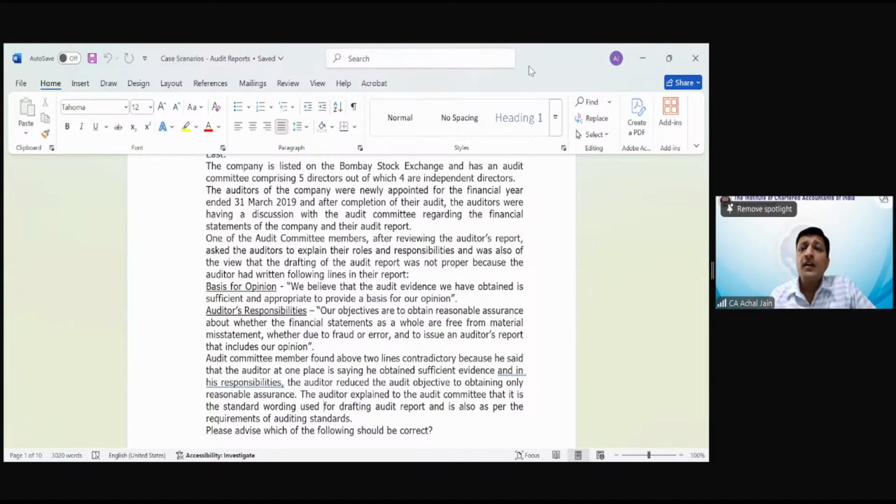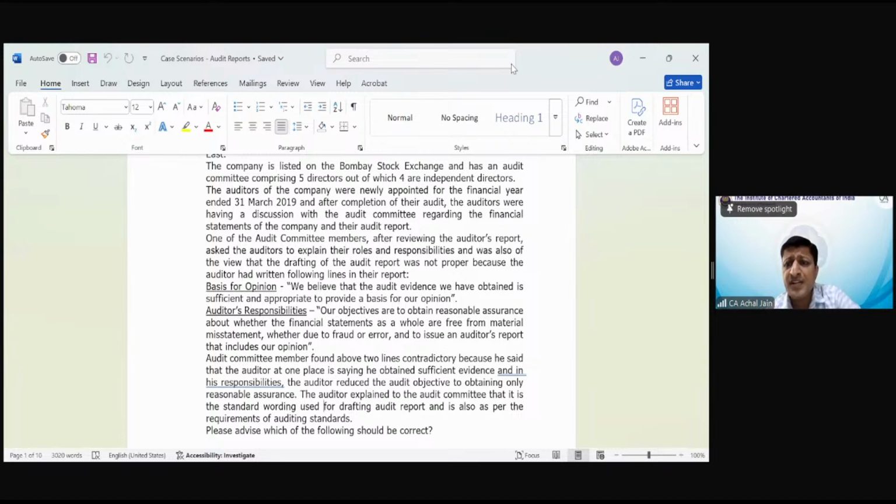Do you agree with the audit committee? Do you agree with the auditor? What should be the right thing to be covered here? What is the right approach? Do you think the auditor is right, the audit committee is right, or there's some sort of ambiguity? Some sort of problem is there in the report. What is your thought? Over to you quickly.